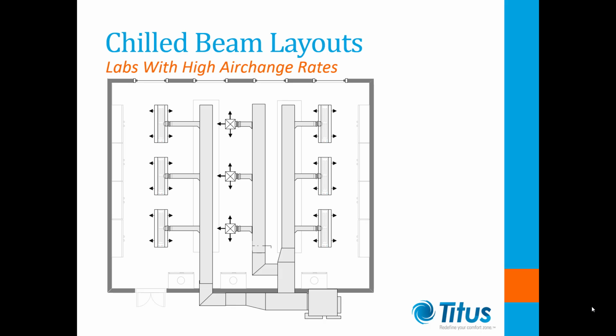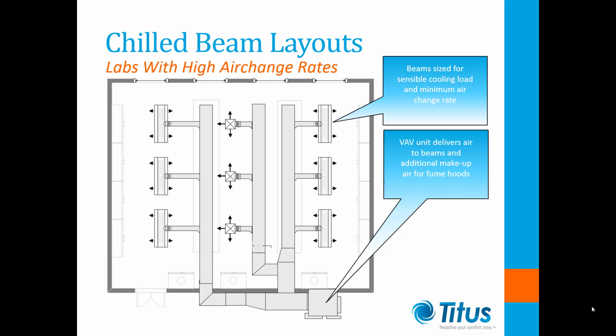Secondly, the room air velocities may also become excessively high, as for every CFM of primary air sent to the active beams, around 3 CFM will be induced from the space. So for a lab that requires 10 air changes of primary air, the beams will induce another 30 air changes from the space, which will result in high velocities between the colliding air streams.